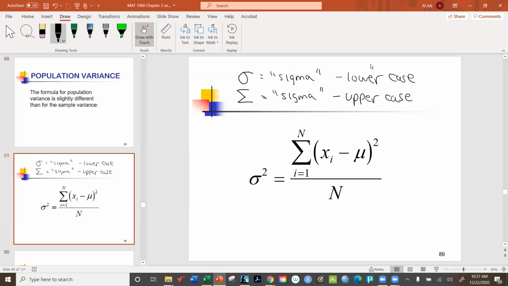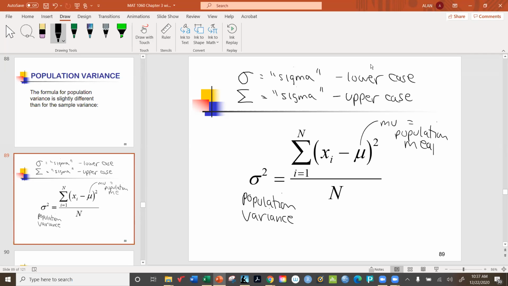So anyway, the differences here are sigma squared is now the population variance. So once again, we're using that rule that Greek letters are used to represent a variance. The square tells me that it's a variance. Then here we've got mu, the population mean again, instead of x bar. And of course we have n, which is our population size.